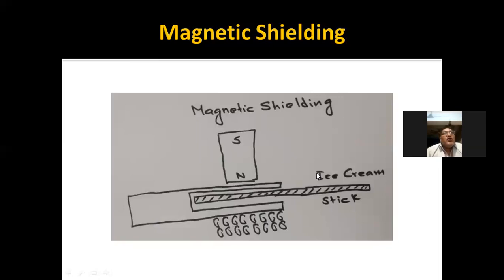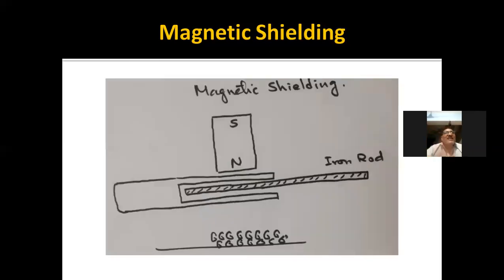Now what you do, you take an ice cream stick. Ice cream stick is also made of wood, and you insert that ice cream stick here in this slit. So what I have done, I have inserted an ice cream stick which is made of wood, and still you will see that the paper clips are still attached to the bottom of this wooden or paper box, which shows that this wooden stick is not able to stop these magnetic lines. So magnetic lines are still reaching here, and the evidence is that these paper clips are still attached to the bottom of this cardboard box, or you can say wooden box. So the ice cream stick cannot change the direction of the magnetic field lines.